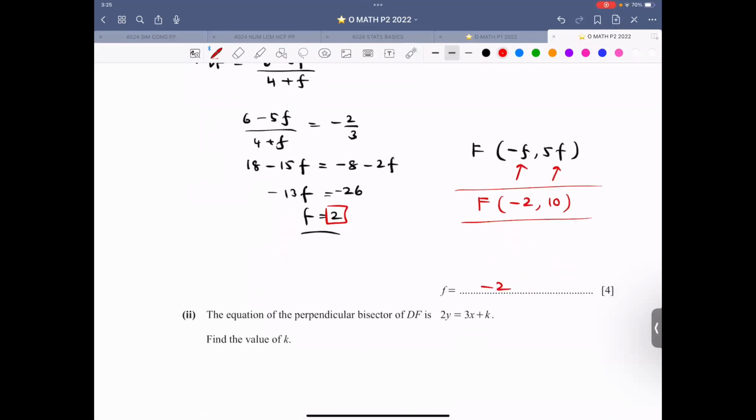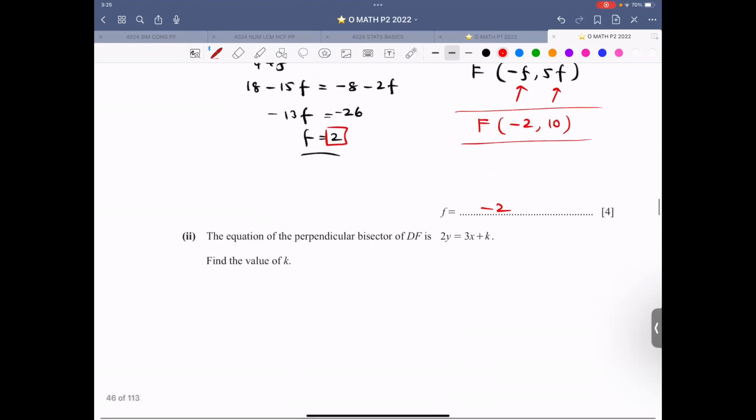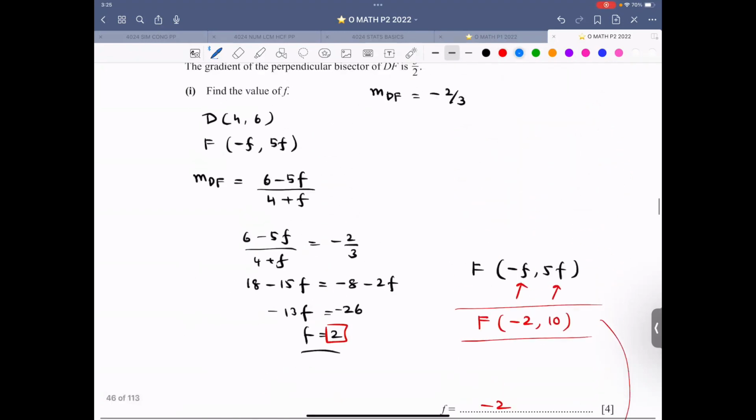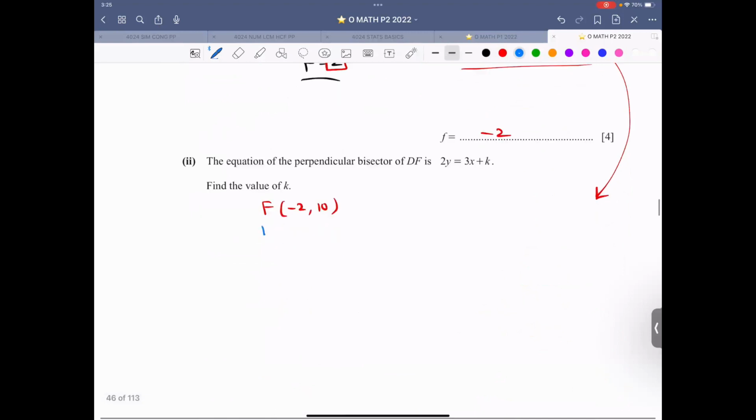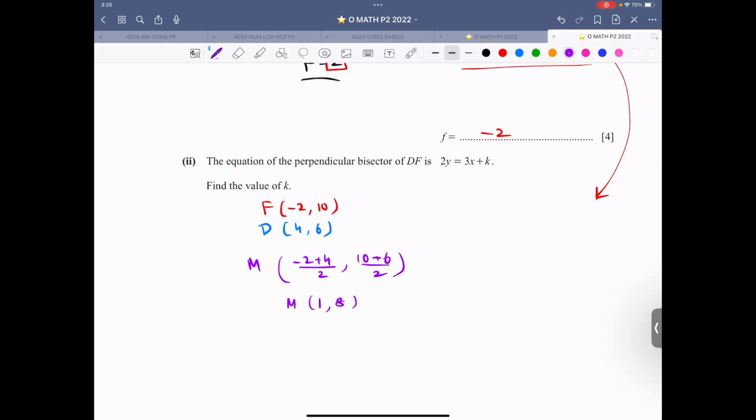This I have written for myself. The equation of the perpendicular bisector of DF is this thing, so yes, this will be used in the spot. So F is (minus 2, 10). And D was given earlier, that's right over here, (4, 6). So therefore, midpoint is (minus 2 plus 4) divided by 2, (10 plus 6) divided by 2. 2 over 2 is 1. 16 over 2 is 8. This is M. That's the coordinate of M, which is (1, 8).